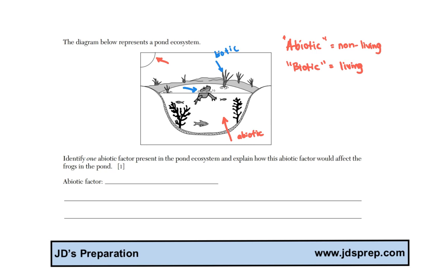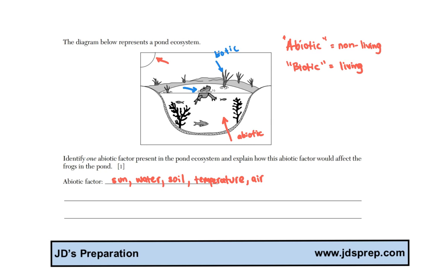So we can really pick any of the abiotic factors. I'll write them all down here. If we really wanted to get specific, I could even include the soil, temperature, the air. You get the point.